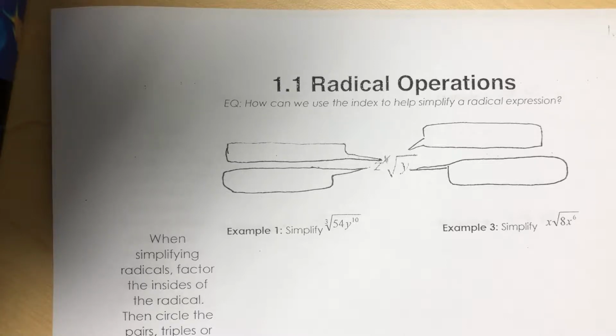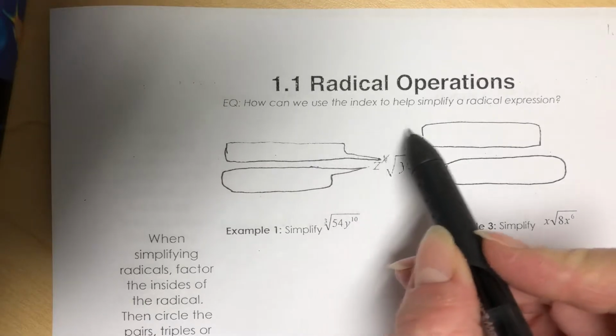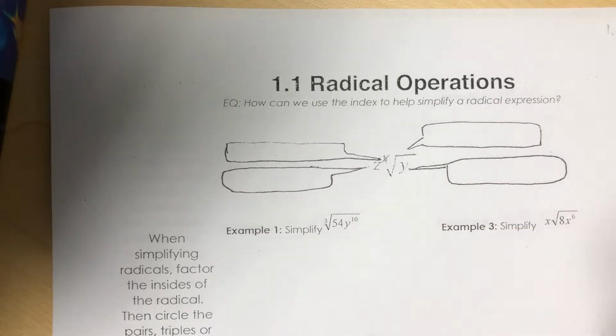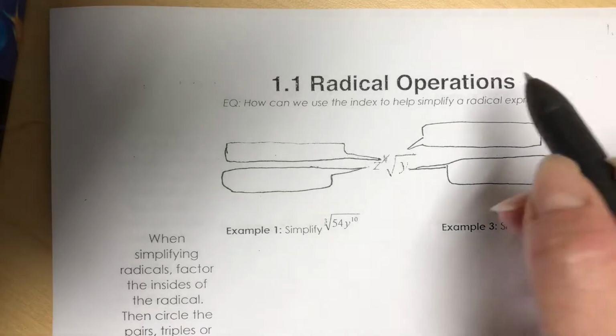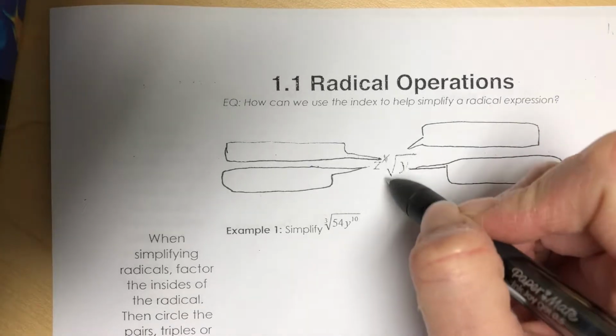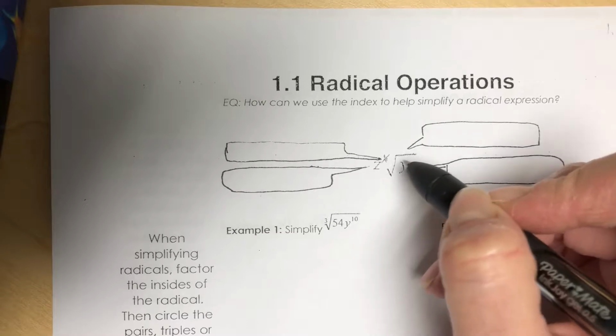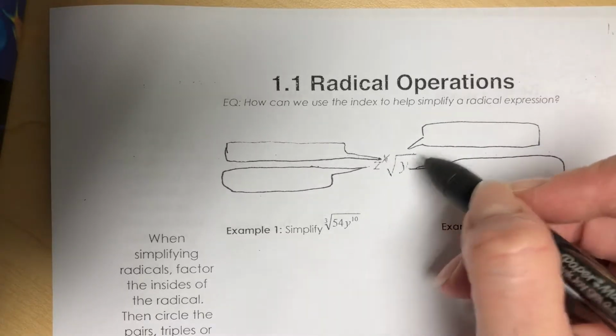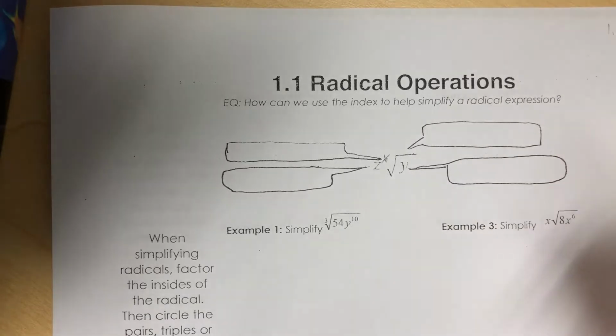Welcome to section 1.1. Our essential question: how can we use the index to help simplify a radical expression? Okay, so what is that even asking us? Radical is referring to a square root symbol, maybe a cube root or fifth root or anything like that. That's what they mean by radical, so that's that symbol right there.